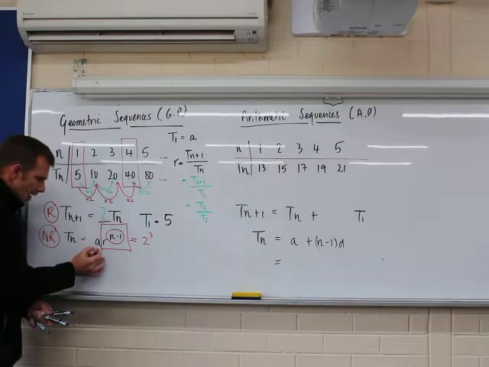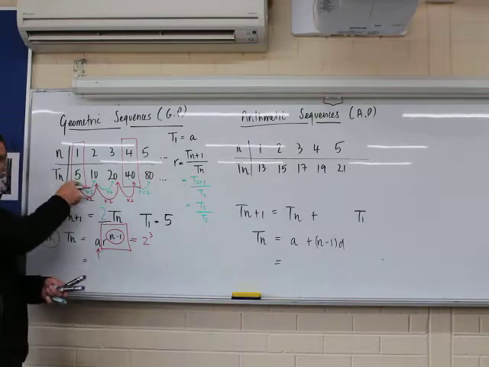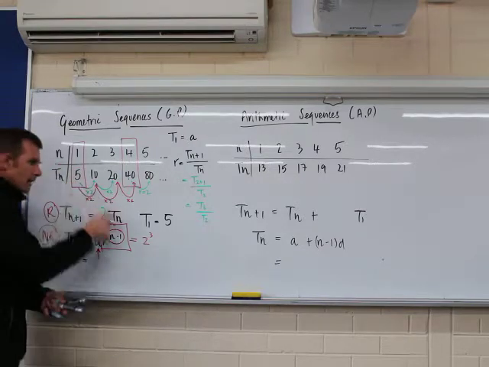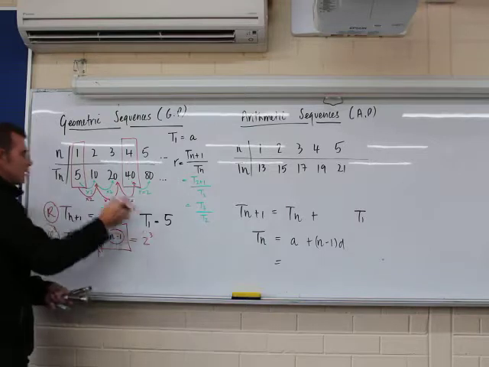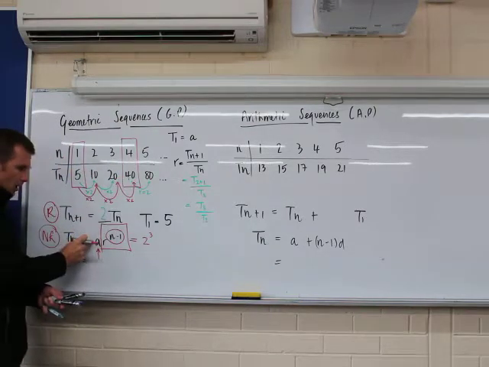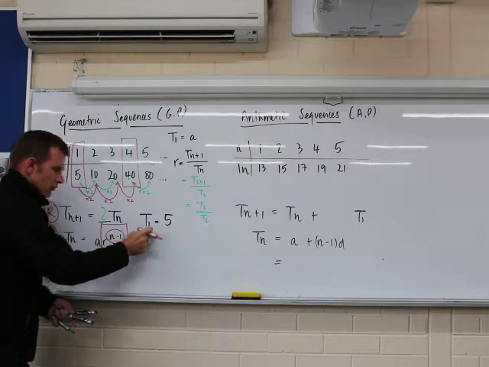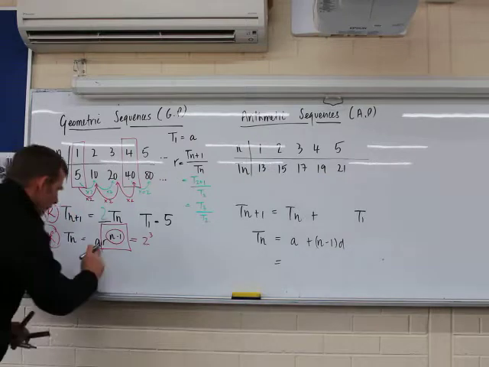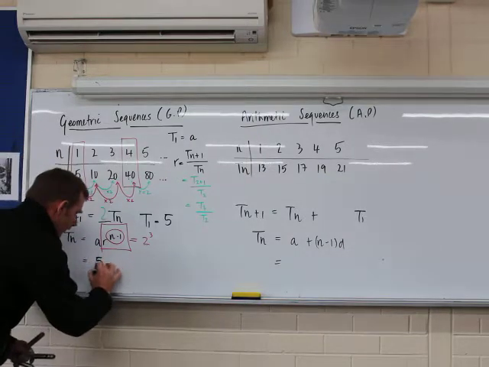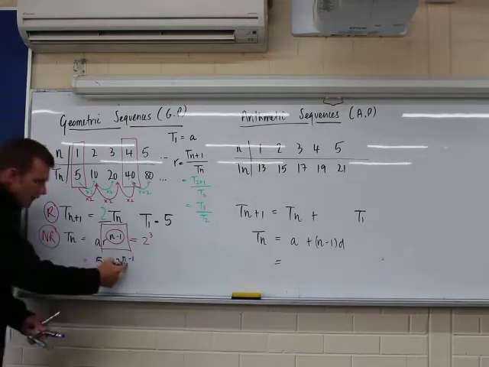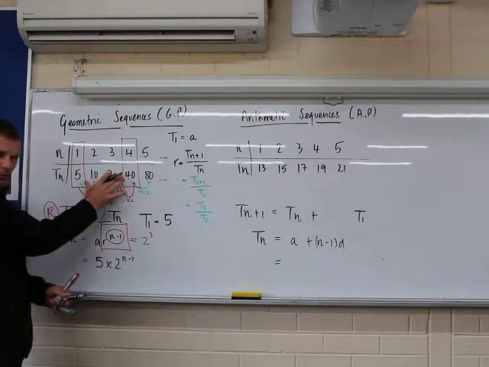Now I've also got a here because I started here, didn't I? T1, remember T1 is a? I started here and this is what I did to get from here to here. So this would be 5 times 2 to the power of 3. But as a general formula, we would write it like this. We would write 5 times 2 to the power of n minus 1. I wouldn't fill this part in. That was just one example.